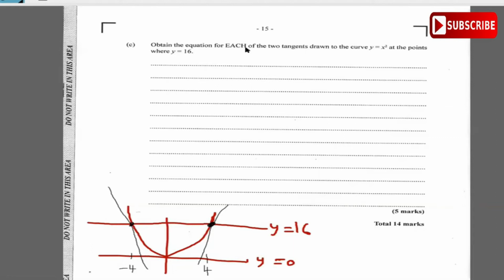So it says obtain the equation for each of the two tangents to the curve where y is 16. So they're asking us to find the equation of these two black lines. So come, let us do that. First thing, you can tell that when y is equal to 16, you're going to get that x is equal to plus or minus 4.